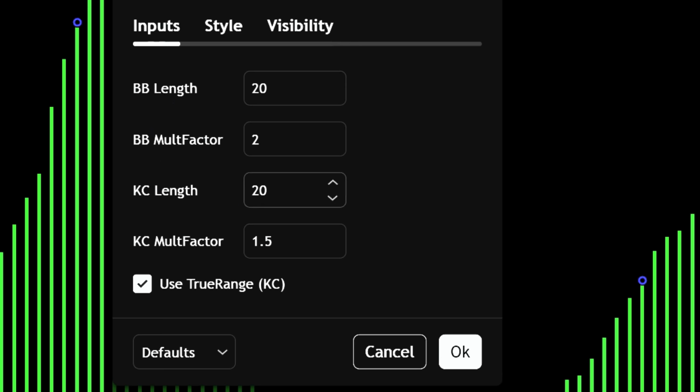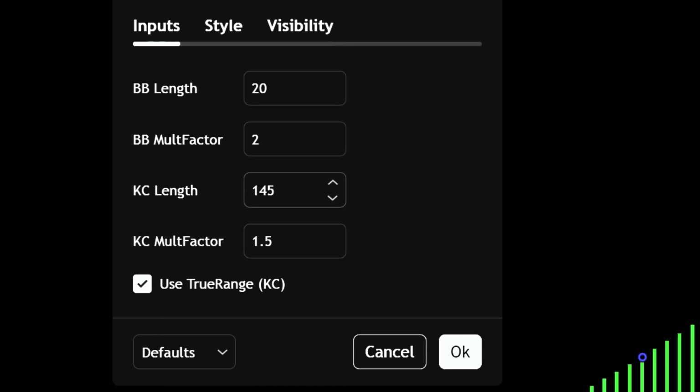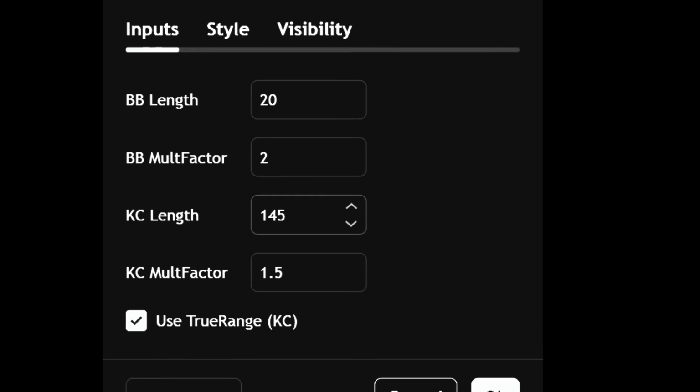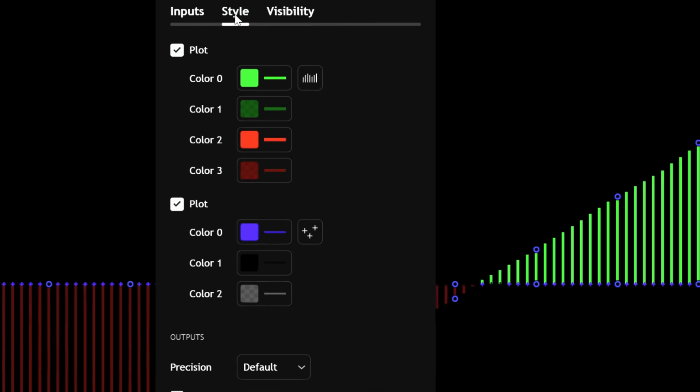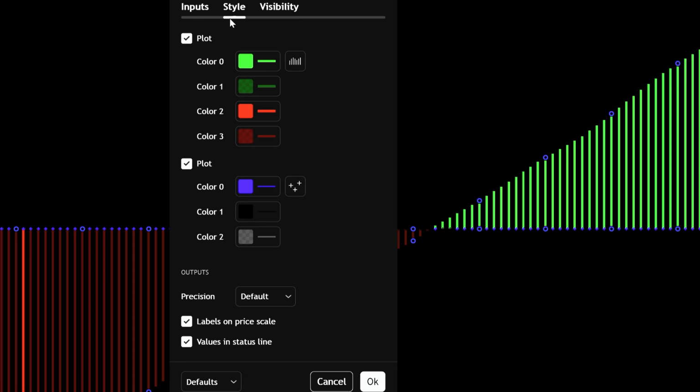Next, find KC length and set it to 145. That's the lookback period for the Keltner Channel. Set the KC multi-factor to 1.5 to adjust the channel width. And make sure the box labeled Use True Range KC is checked so it uses True Range for better accuracy. Now switch to the Style tab. For the histogram bar, set color 0 to green.